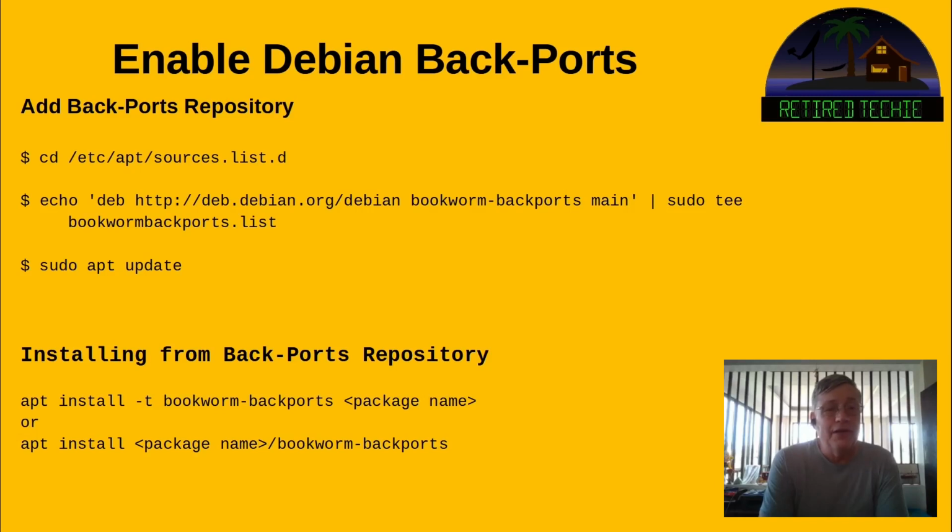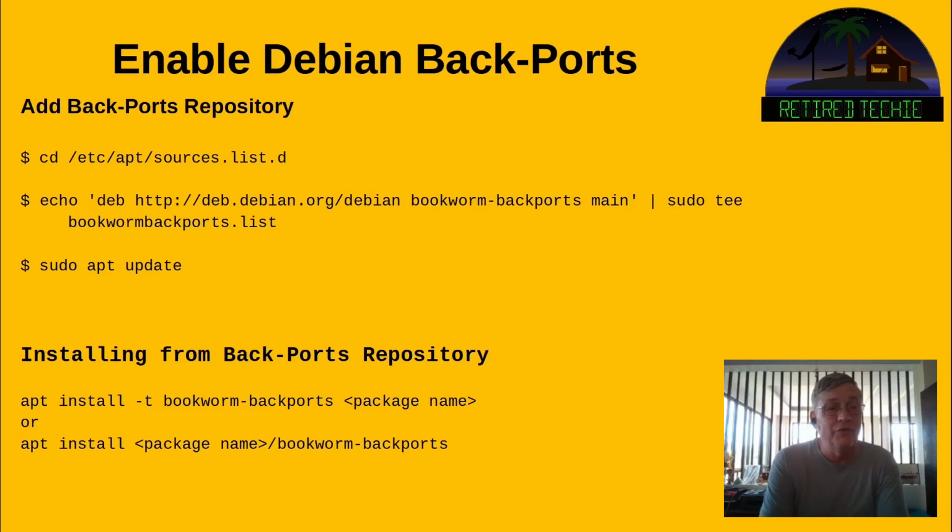So I'm using echo deb http://deb.debian.org/debian bookworm-backports main. There's also contrib and then non-free backports. And then I'm doing a pipe into sudo tee bookworm-backports.list. I tried doing a sudo echo and then sending it to a file, but that didn't work because apparently the sudo and echo does not carry over to writing a file. I found this was the easiest way to get the file created.